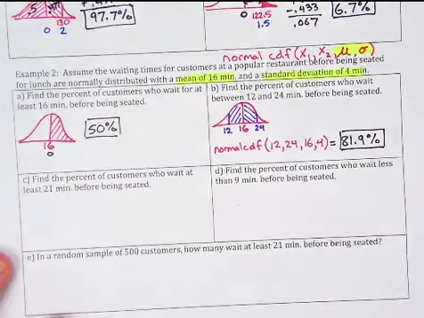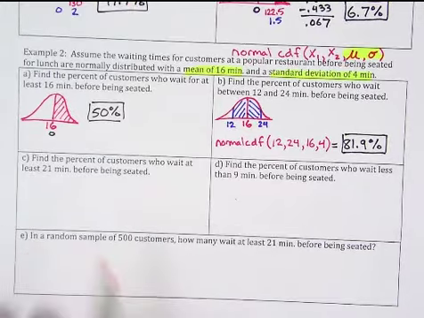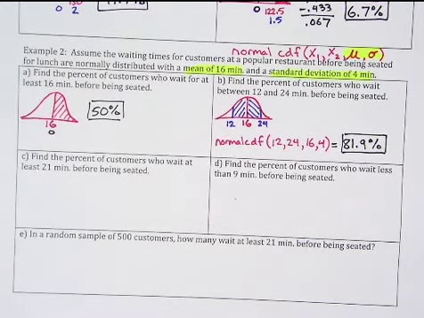All right, moving on. Letter C. It says find the percent of customers who wait at least 21 minutes before being seated. So let's draw our picture. Okay, we have 16 here. And then we have at least 21, so that's to the right. And at least means greater than, so we shade to the right.